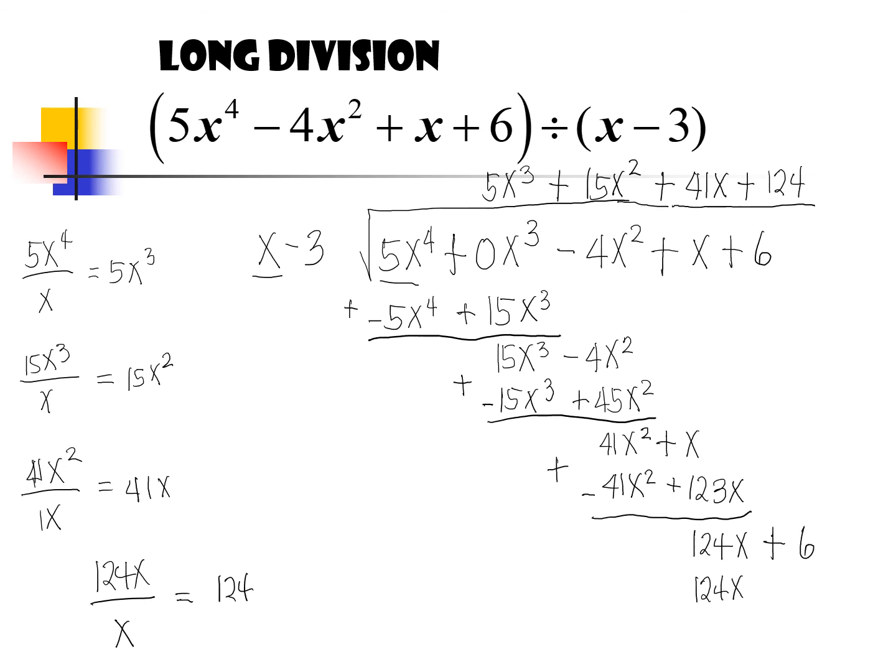And then 124 times 3. So if I'm not mistaken, 124 times 3 is 366. Am I right? Times 3. Yes, so it's 372. Sorry. So it's negative 372. Why negative 372? Again, 124 times negative 3. So it's negative 372.